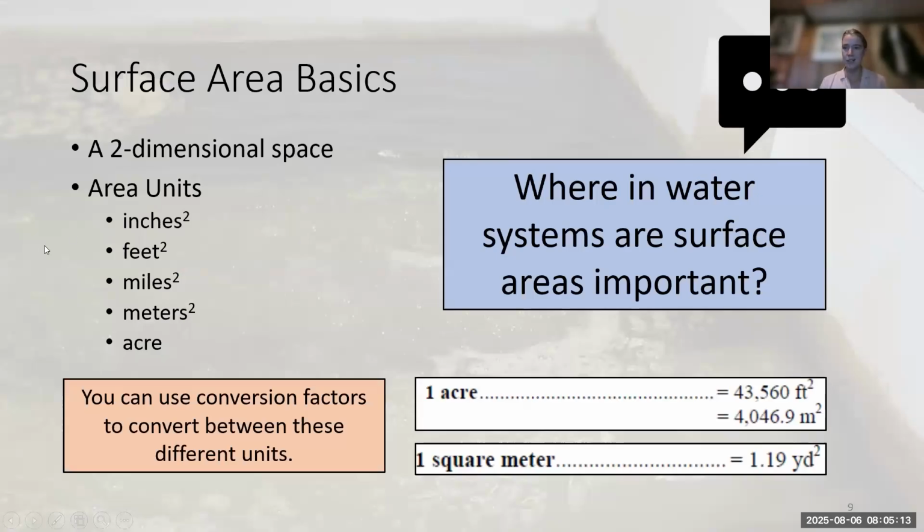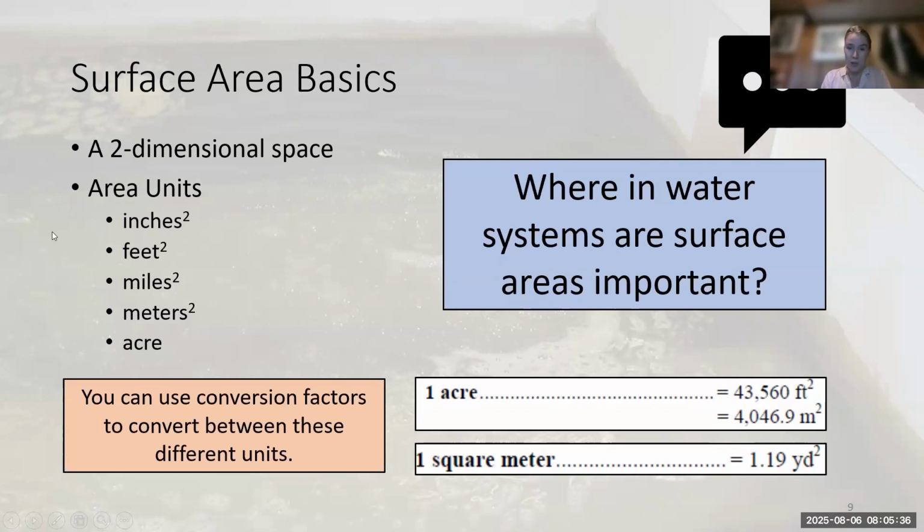So we're going to dive right into surface area basics today. When we're talking about surface area, we're basically talking about two-dimensional space. And if we're thinking about two-dimensional space, these are some of the units that you might encounter, or some of the units that will tell you that you're working with area.